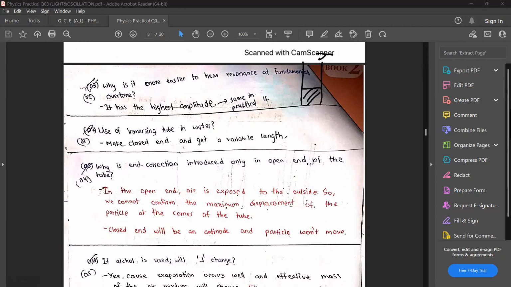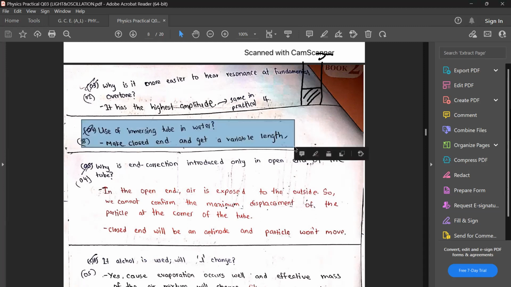Use of immersion tube in water. Make closed end and get a variable length. Now these things are questions like this. Let's say you don't know the answer for this question and you are asked in the practical, why do we immerse the tube in water?